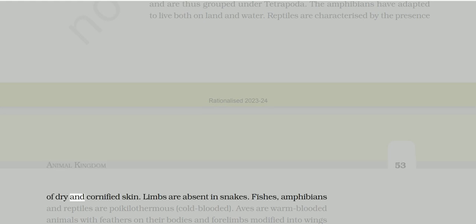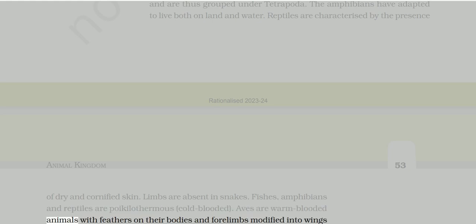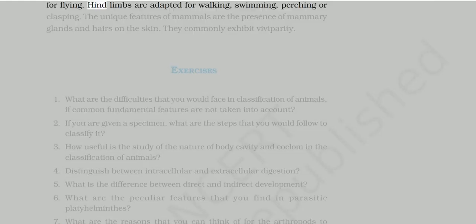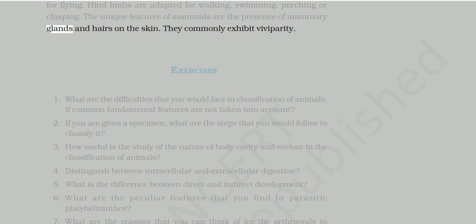of dry and cornified skin. Limbs are absent in snakes. Fishes, amphibians, and reptiles are poikilothermous, cold-blooded. Aves are warm-blooded animals with feathers on their bodies and forelimbs modified into wings for flying. Hind limbs are adapted for walking, swimming, perching, or clasping. The unique features of mammals are the presence of mammary glands and hairs on the skin. They commonly exhibit viviparity.